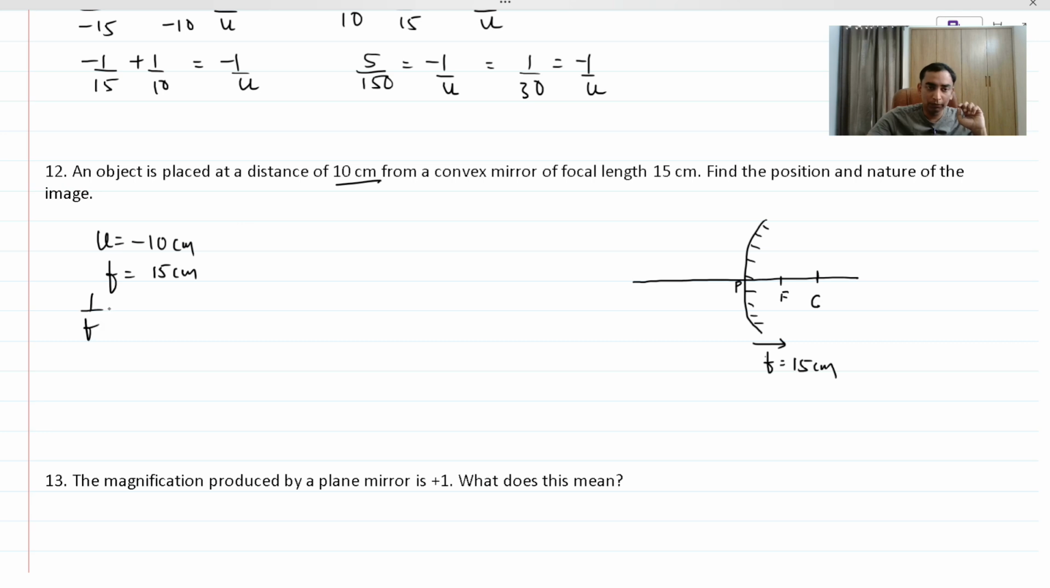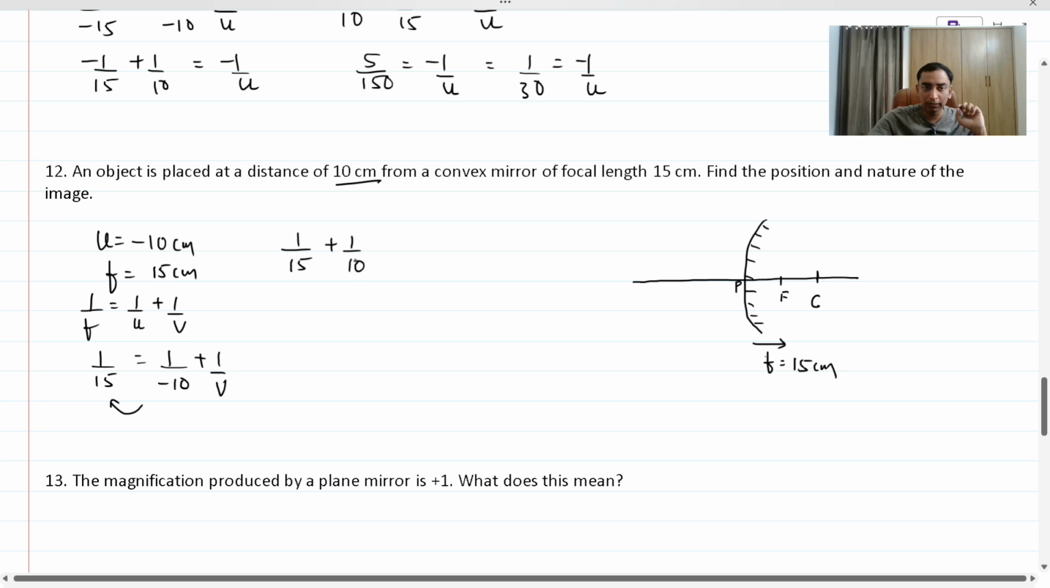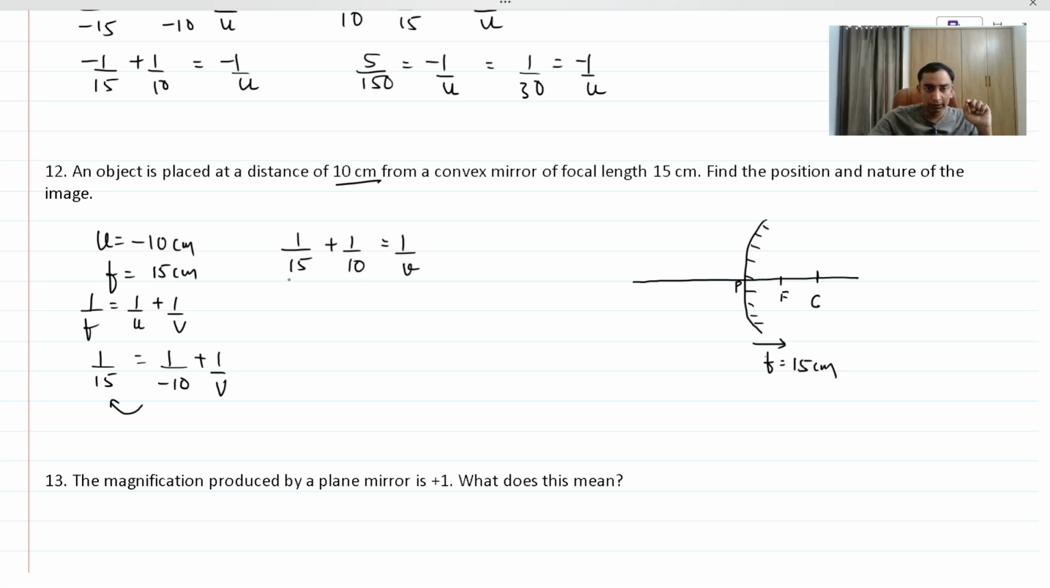So 1 upon F is equal to 1 upon U plus 1 upon V, right? So 1 upon 15 is equal to 1 upon minus 10 plus 1 upon V. Shift this to that side. So 1 upon 15 plus 1 upon 10 is 1 upon V. So this is 25 by 150, that is 1 upon V.